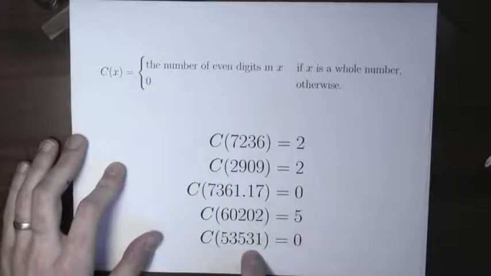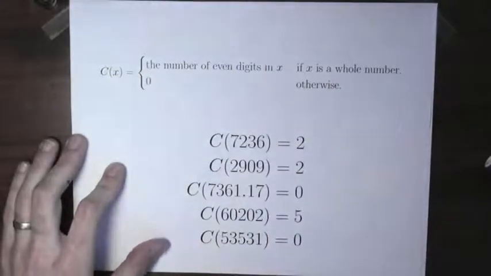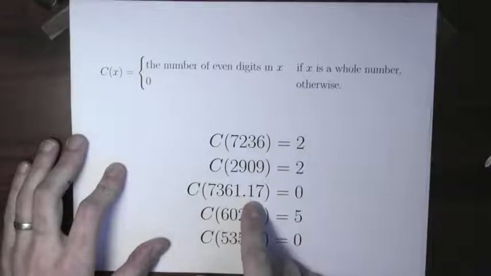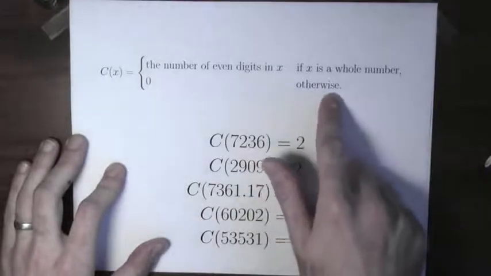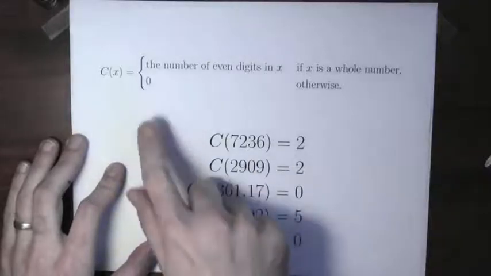Here's another example. Here's another 5-digit number, 53,531. Again, it's a whole number, so I use the first part of the rule, the number of even digits. I count how many of these digits are even. 5's odd, odd, odd, odd, odd. There are no even digits, so the value of this function is 0. Now if I plug in a number that's not a whole number, then I use the otherwise part of the definition, and the function at that point is just 0.